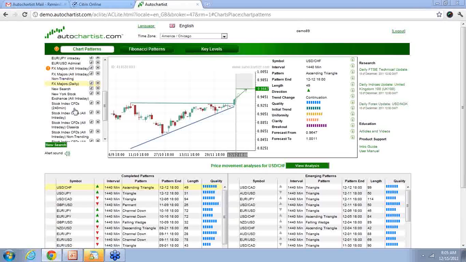So in this case, I'm just going to look at Forex markets today. Now, after I select the criteria that I want, Autochartist will search for a particular pattern or market, and it will put it into a list of emerging patterns on this right side.